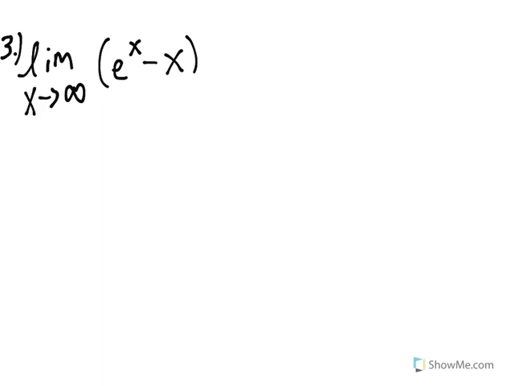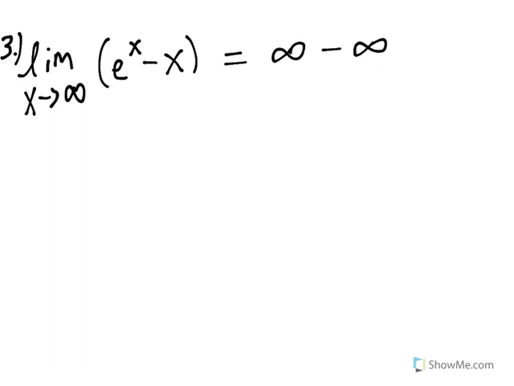In this example, we have something like the limit as x goes to infinity of e to the x minus x. This is the situation where if you plug in a value, you end up getting something like infinity minus infinity. This was another one of our indeterminate forms, and again, we can't really just deal with this by taking the derivative of one piece and the derivative of the other until we have a fraction that looks like 0 over 0 or infinity over infinity.